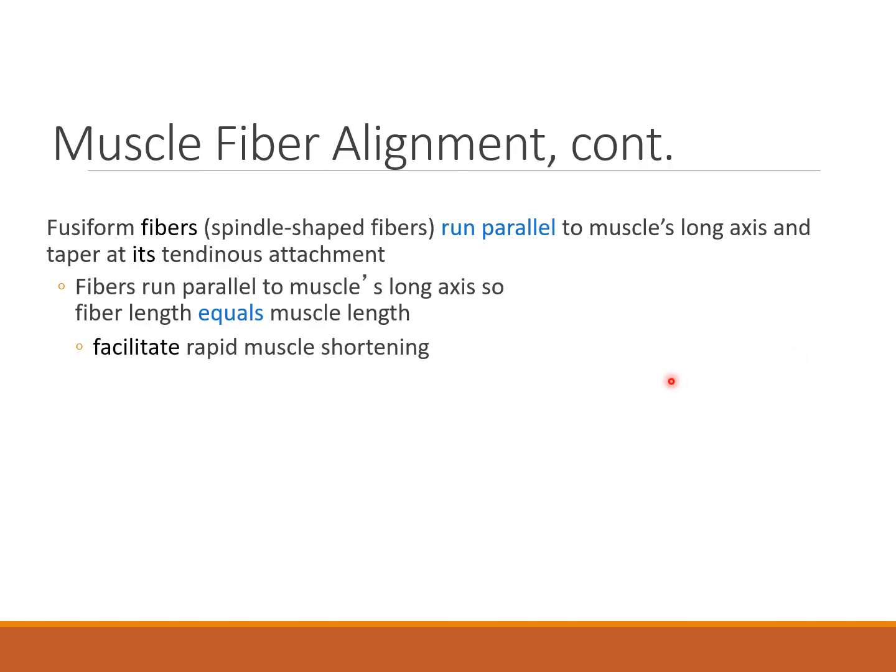Now fusiform fibers, or spindle-shaped fibers, they run parallel to the muscle's long axis and taper at its tendinous attachment. So a great example of this is actually the bicep. The bicep has these fusiform fibers. They travel down the length of your bicep or down the length of your humerus. And you can see in your bicep, it gets thicker in the middle and then it kind of thins out towards the ends. So that's that tapering that happens at the end.